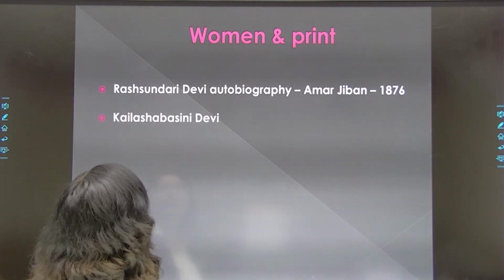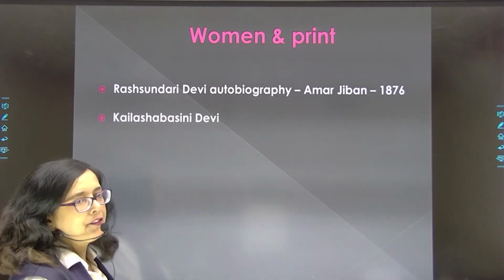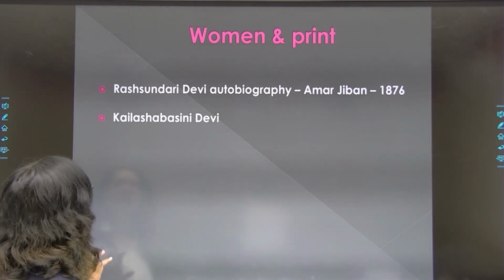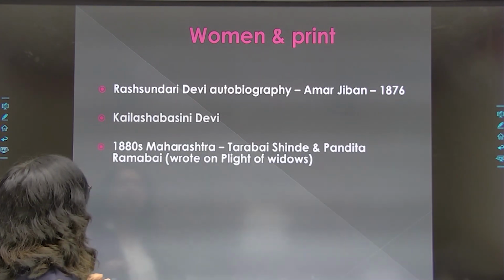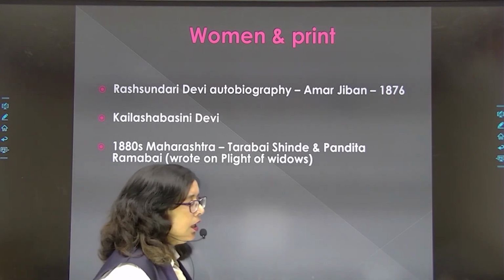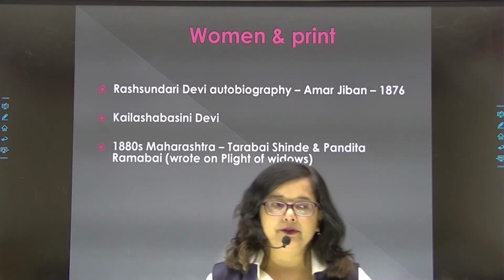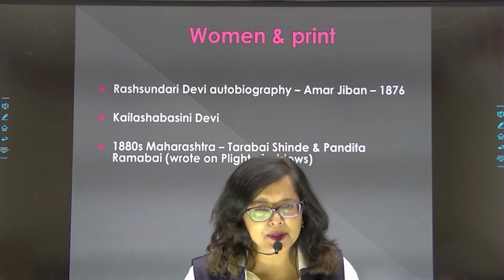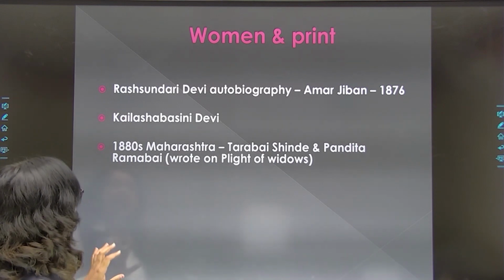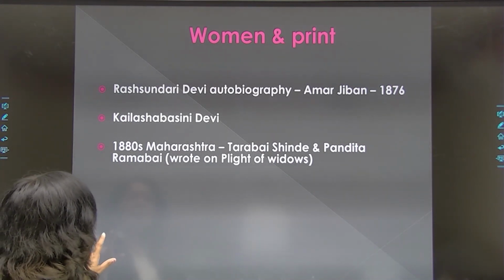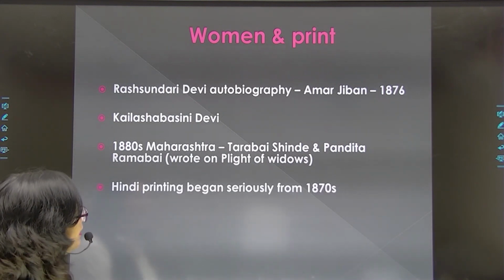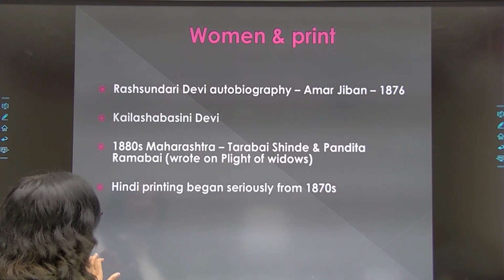Then there is the example of Kailash Vashini Devi also. Although what she has written, we are not going into that in detail here, but there were some famous female writers. Then in the 1880s, if you come to Maharashtra, we had Tarabai Shinde and Pandita Ramabai. They themselves were child widows, and when they grew up, they taught themselves how to read and write, and then they started schools for child widows and girls. Then mostly they wrote about the plight of widows. Then Hindi printing also began seriously in India from the 1870s.